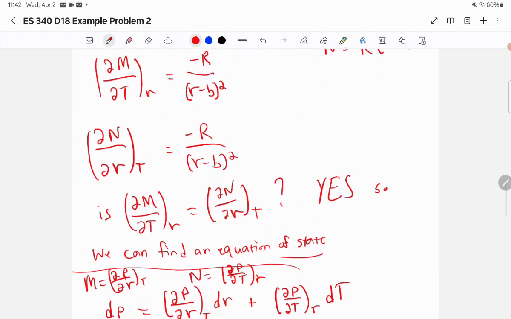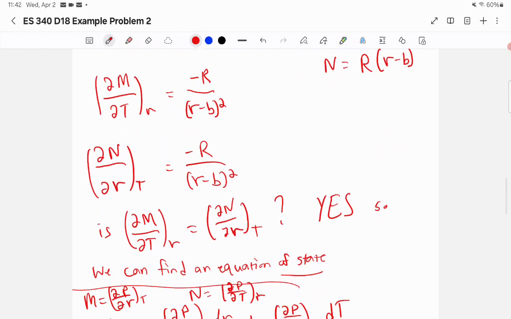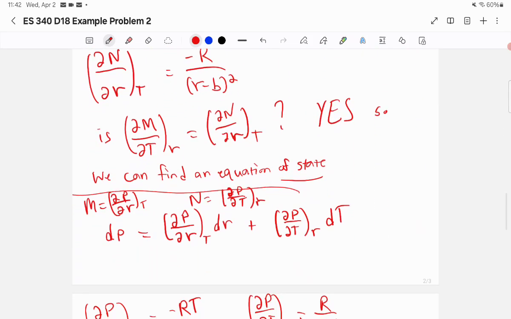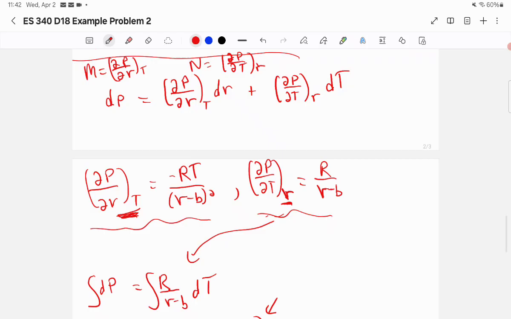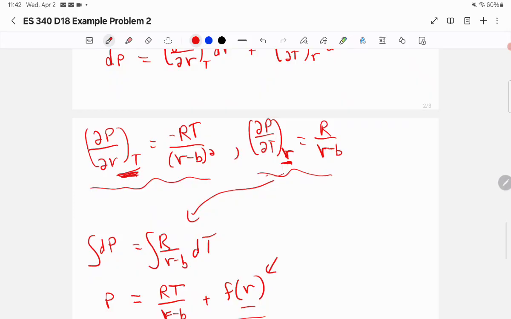So that's the basic process. First you have to check, as we did here, and I think this process should be pretty clear, test for exactness and determine if it even possibly could be an equation of state. If it fails the exactness test, the expression can't be an equation of state. And then the second part is taking these and picking the easiest path forward. In this case, the easiest path forward was to integrate this one with respect to T.